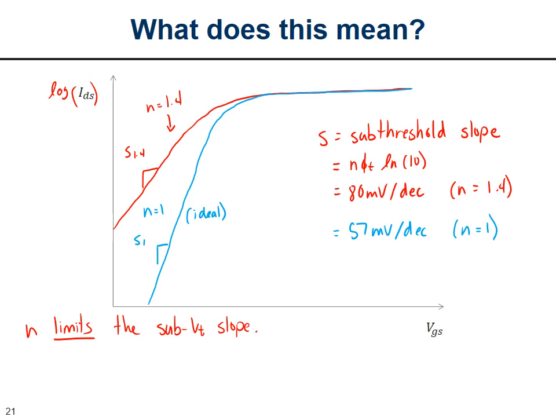Now, the question is, is this good or bad? Okay, and think about it for a second. Maybe even pause the video just to think about it for a second. Is this good or bad? Well, it turns out that in almost all cases, it's bad. Okay, so for example, maybe we want a better ion to I-off ratio. We want a small n.